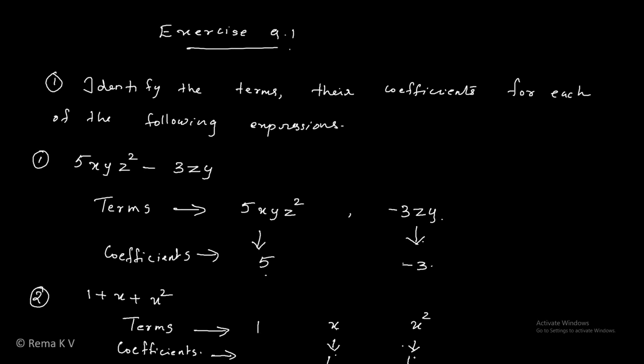See, this is not to be taken as 1 square. 1 square is equal to 1. It is okay, but not to take 1 square here. 1 into x square. This term is x square. The factors are 1, x and x. So which is the numerical coefficient in this? 1 is the numerical coefficient. So the numerical coefficient is 1.